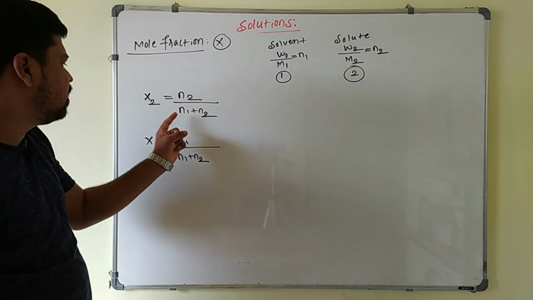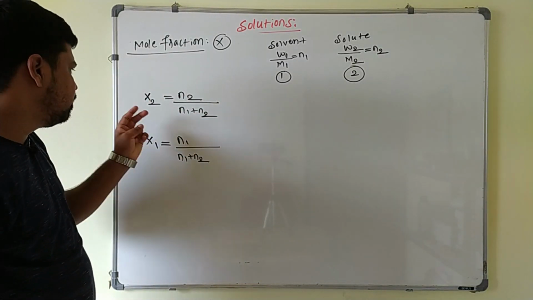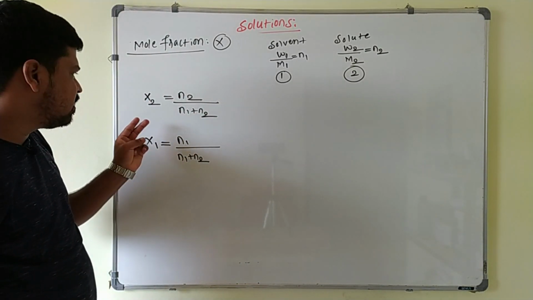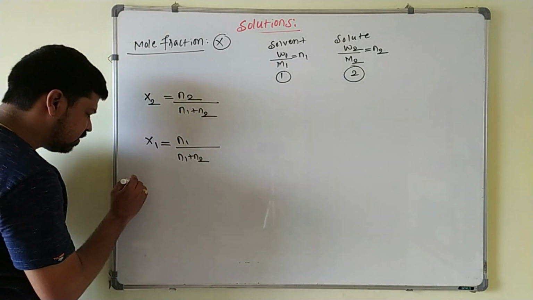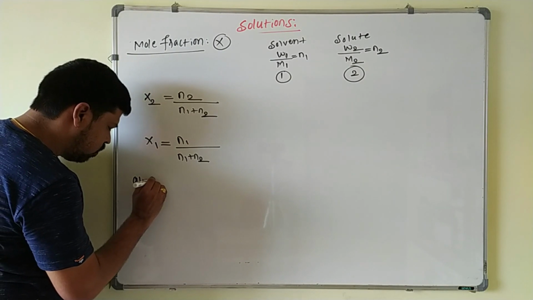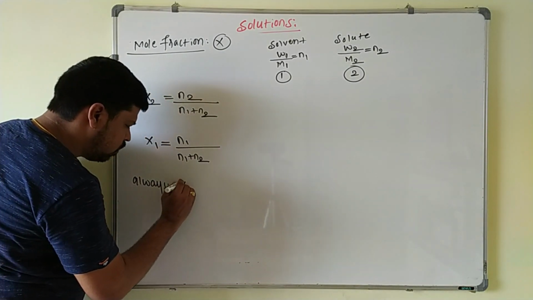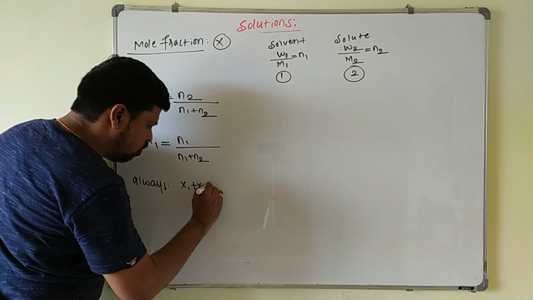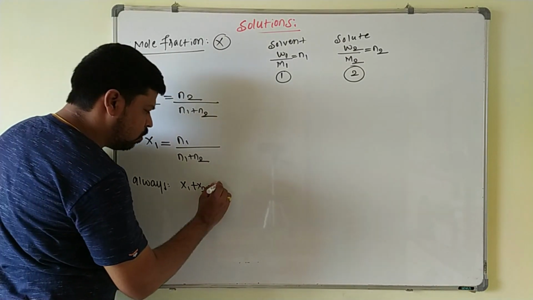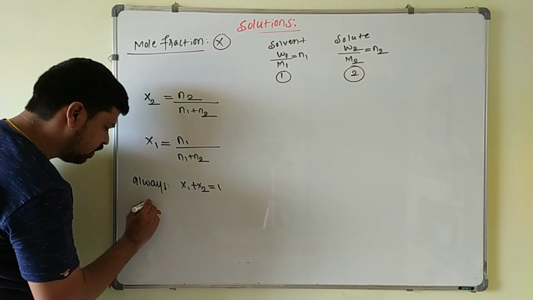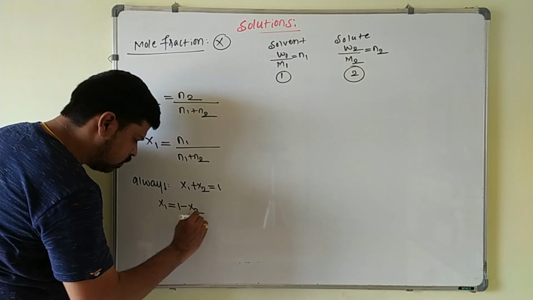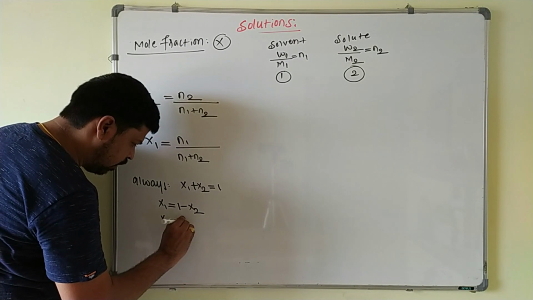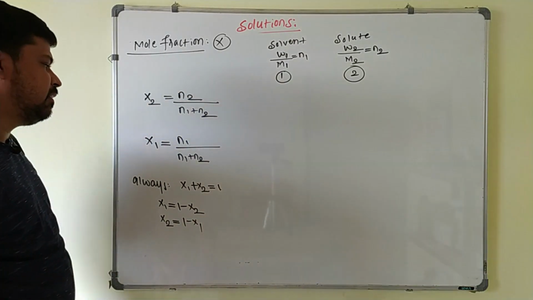Like this you can write the third component also: X3 is N3 divided by N1 plus N2 plus N3. Always keep in mind that X1 plus X2, the mole fractions of component 1 and 2, will be equal to 1. From this, X1 can be calculated as 1 minus X2. If you want X2, that will be 1 minus X1.